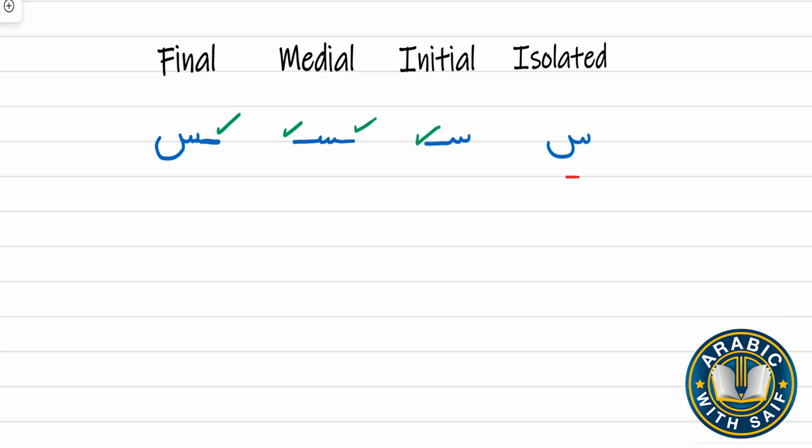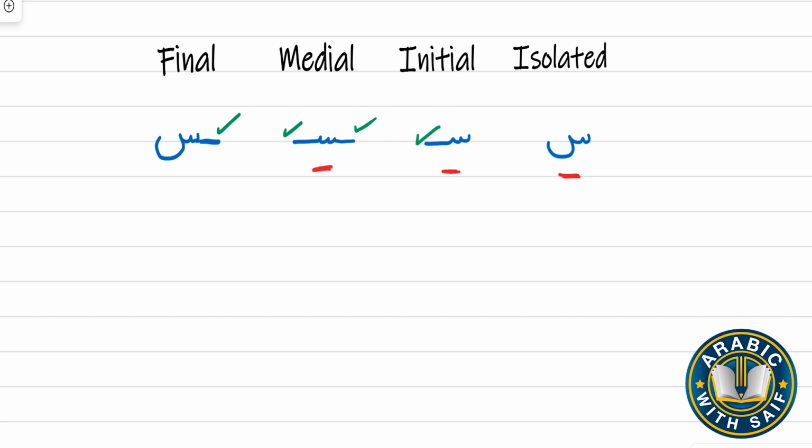This is the isolated form of Seen as we studied in level 1. This is how the letter looks if it's by itself in the word. When you write it in the beginning of a word, start with the shape of Seen as it is, but don't curve it down because it needs to be connected to another letter after it.